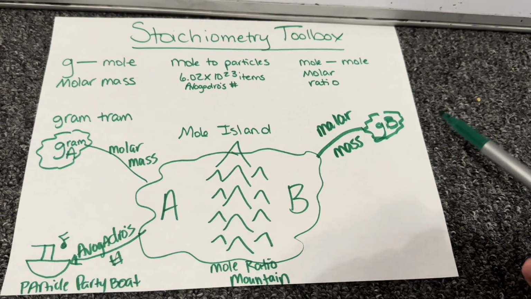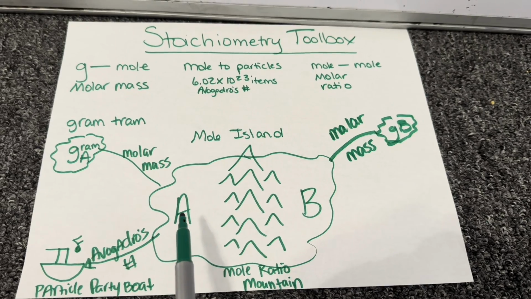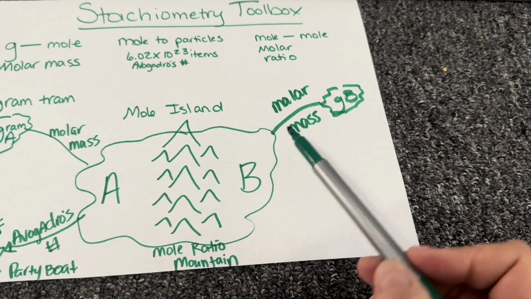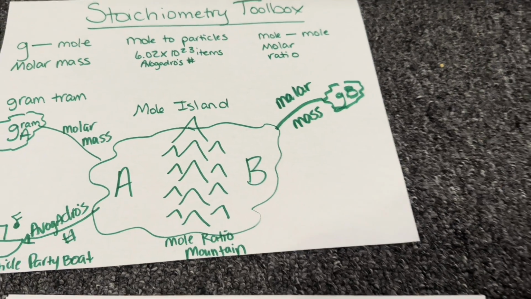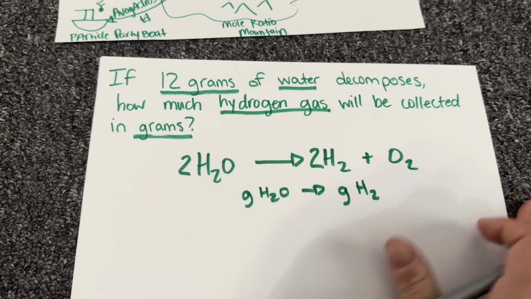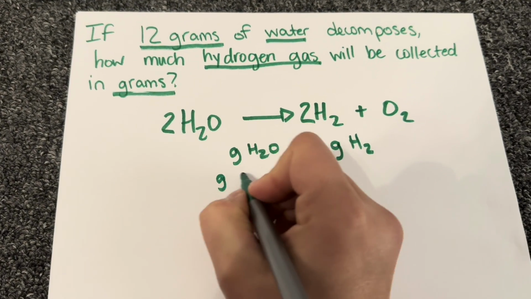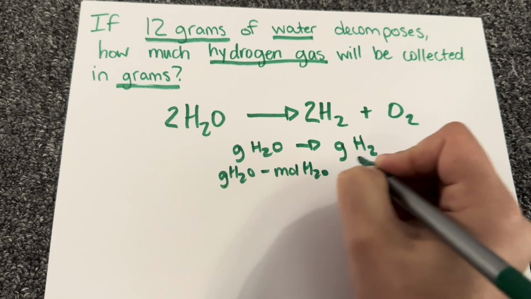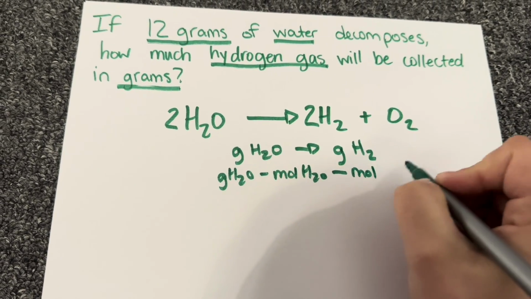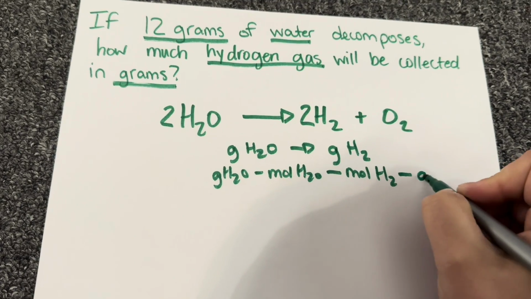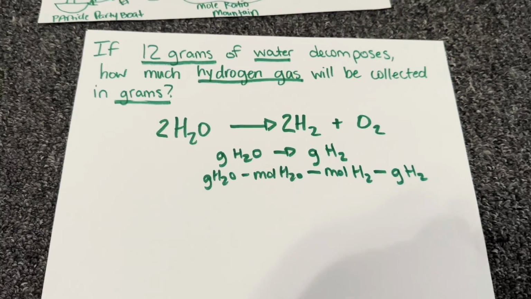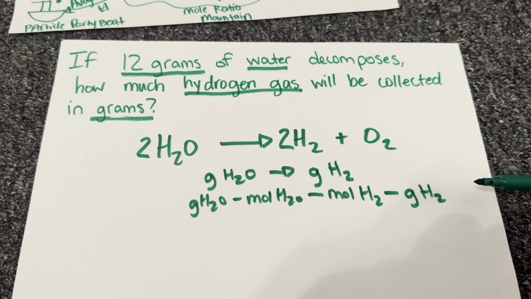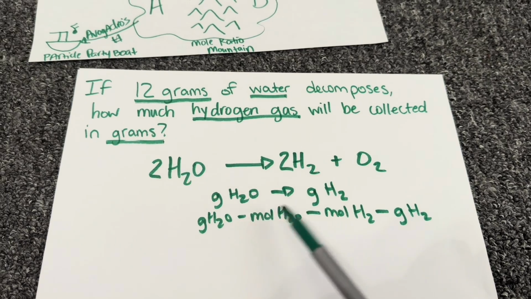So if we look at our picture right here, we've got to use our molar mass to get to moles of A. I've got to go from moles of A over the mountains of mole ratio to moles of B, and then I've got to use my molar mass to get to grams of B. So if we're showing our roadmap for this, it's going to be multiple steps. So I've got to go from grams of water to moles of water, from moles of water to moles of H2, and then to grams of H2. This is my roadmap. When we break it down into these individual pieces, it shouldn't be overwhelming for us because we know how to do each of these individual pieces.